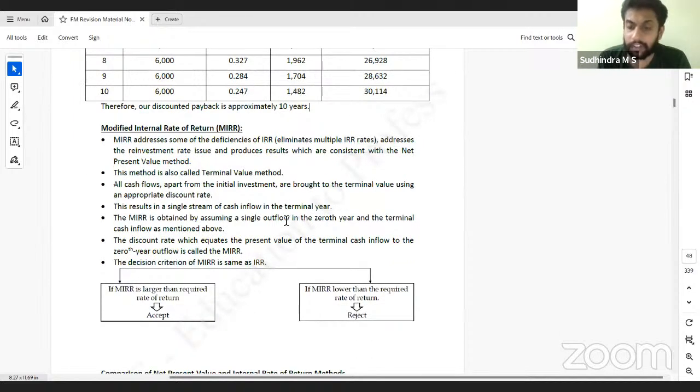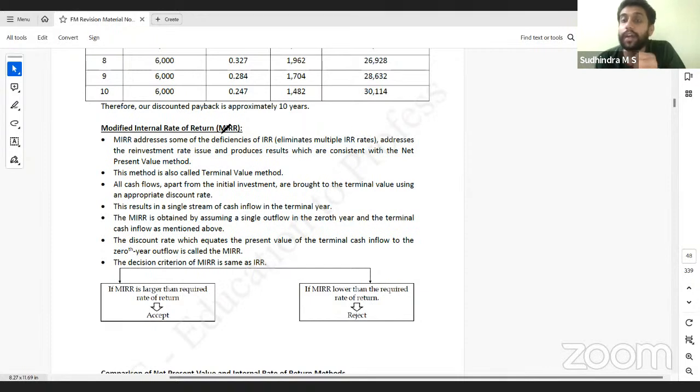Then the last concept is MIRR, modified IRR. This is also called the terminal value method. Important. Modified IRR is also called the terminal value method. It is called terminal value because it follows an ulta approach, wherein normally what do we do? We calculate present value. Here it will calculate future value.